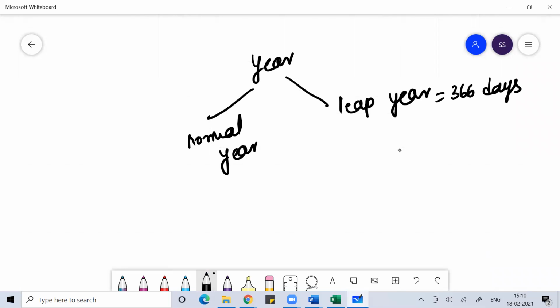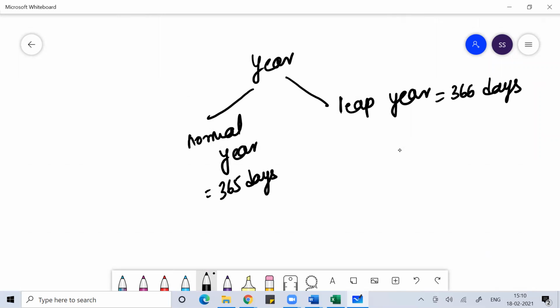Because they have an additional one day called 29 February. And because they have the additional one day called 29 February in that year, we call that year a leap year. And now, when we talk about a normal year, you have 365 days.